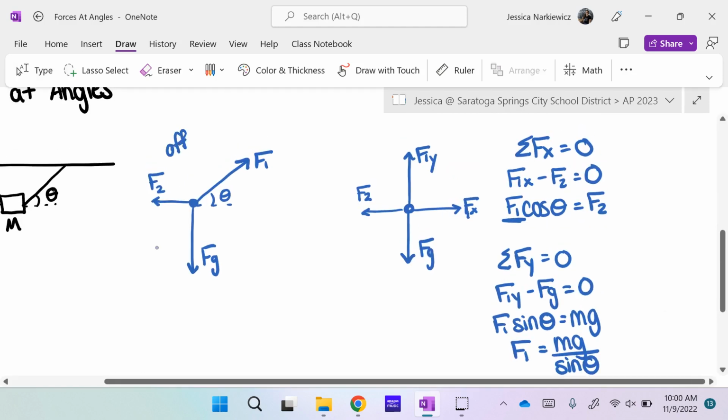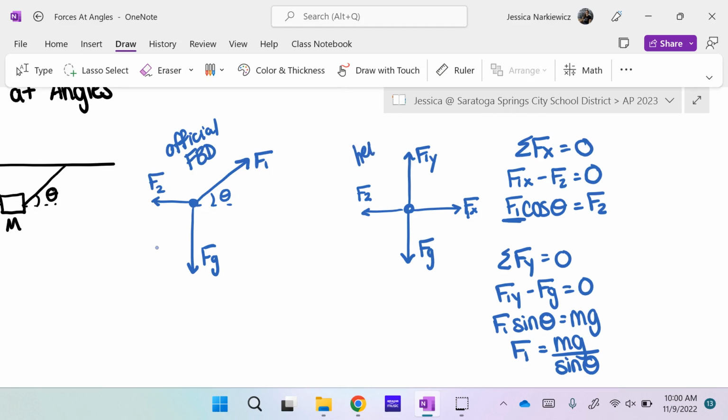Again, this is like our official free body diagram, what we would draw for the question. And then this is like our helpful one, the one that we draw to help us out. Okay. So keep that in mind. We might have two different free body diagrams.